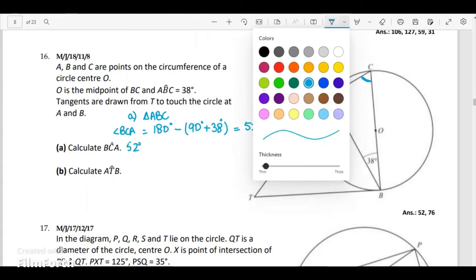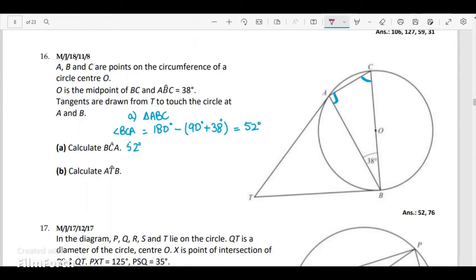Next, we have to figure out what is angle ATB, this angle right here. Now AT and BT are tangents meeting at T. So this makes triangle ATB an isosceles triangle. If only we find one of the base angles, we would be able to figure out this angle T, because this angle would be equal to this angle right here.